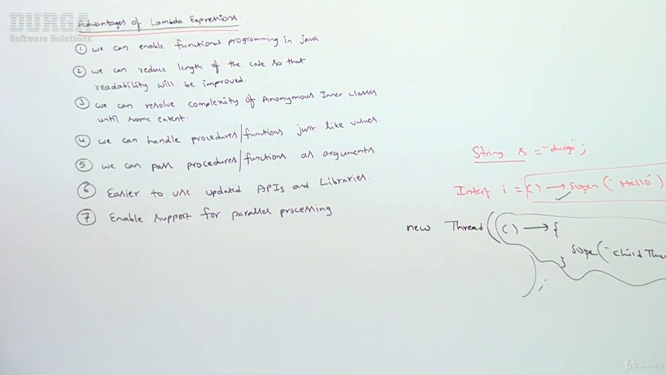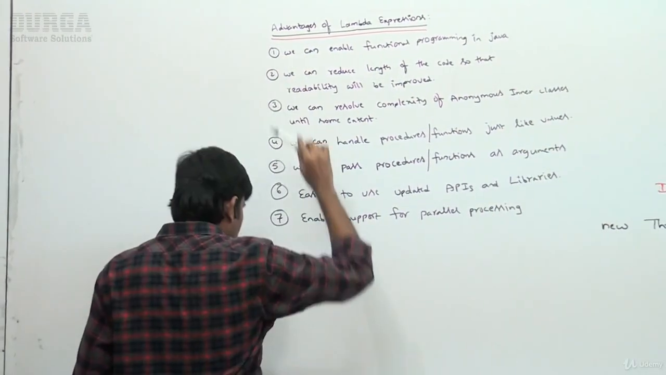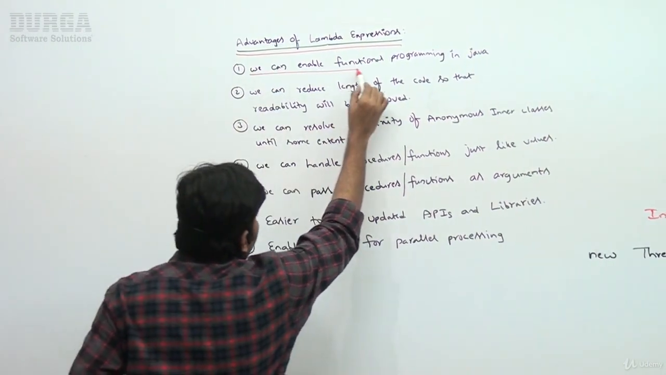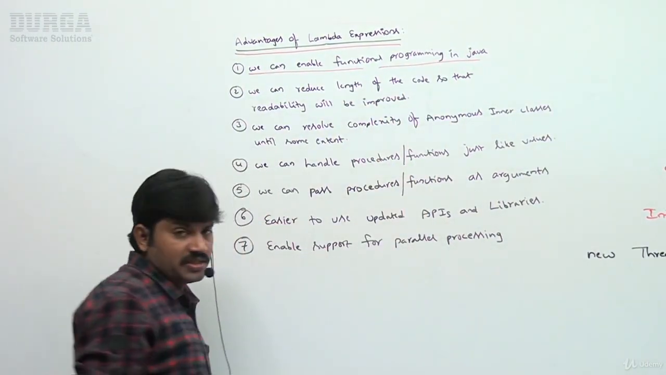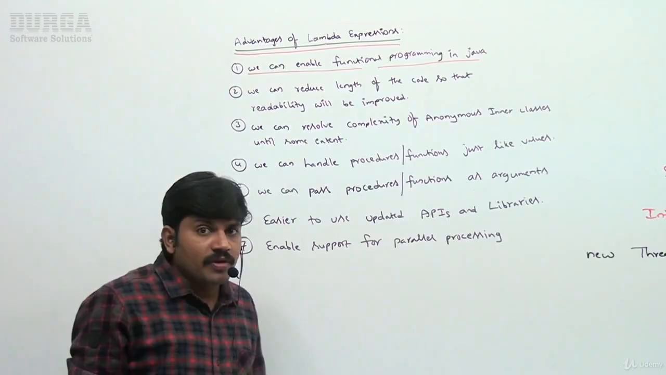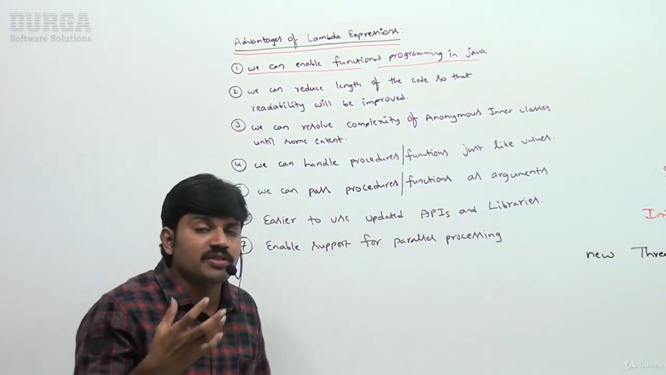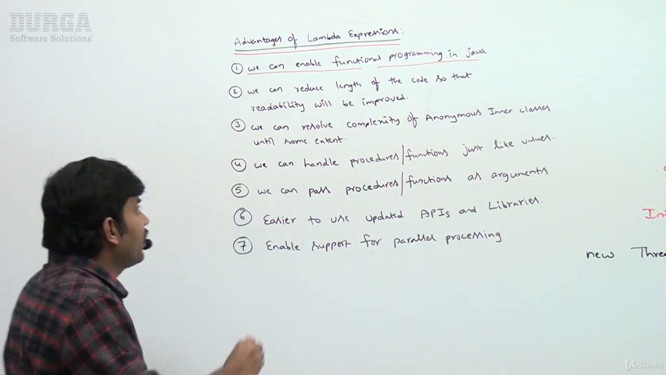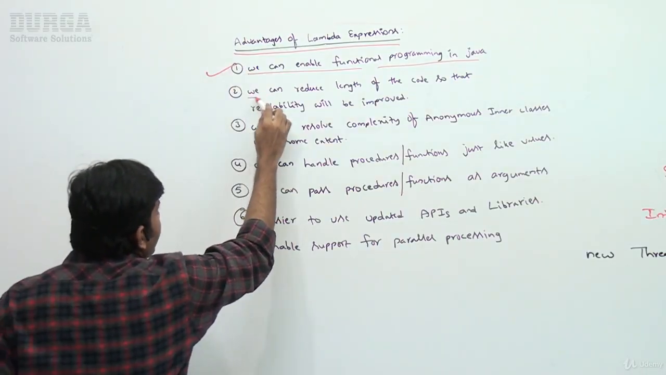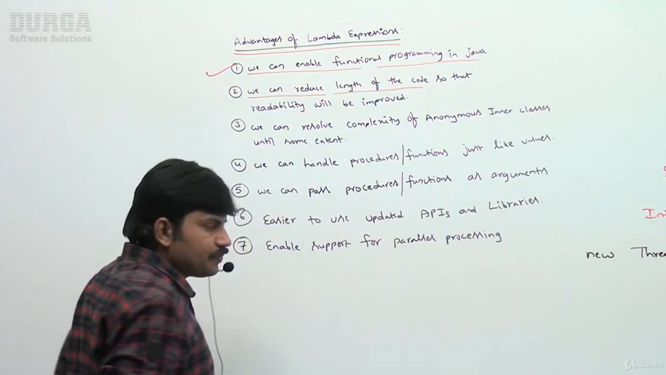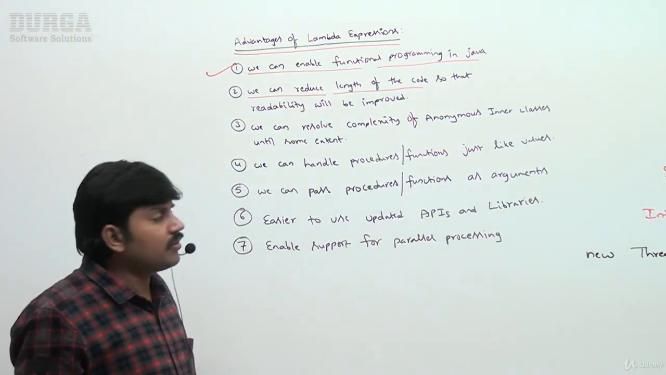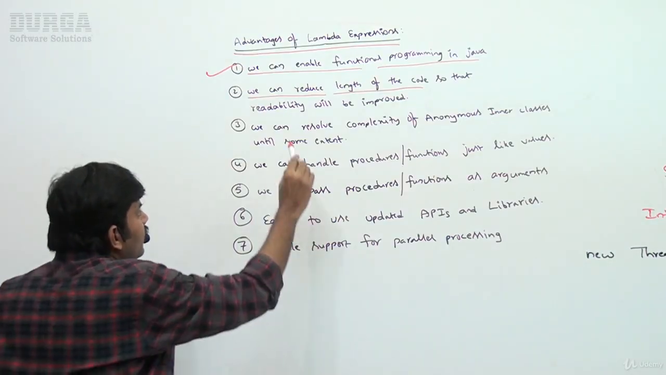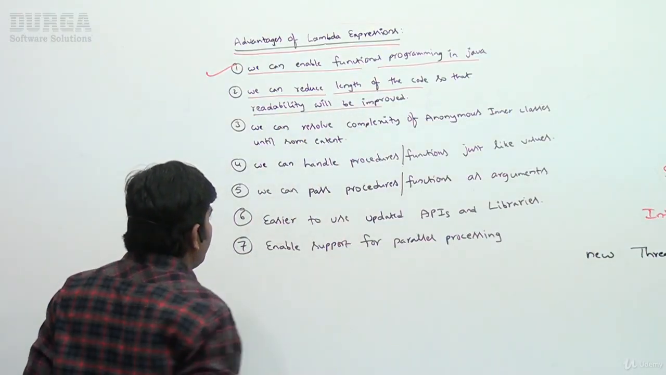Let me summarize all. Okay, advantages of lambda expressions. First one, we can enable functional programming in Java. Yes, to use functional programming benefits in Java, we have to use lambda expressions, right? Next, we can reduce the length of the code. If the length of the code is reduced, automatically readability will be improved. So reduce length of the code, readability will be improved.